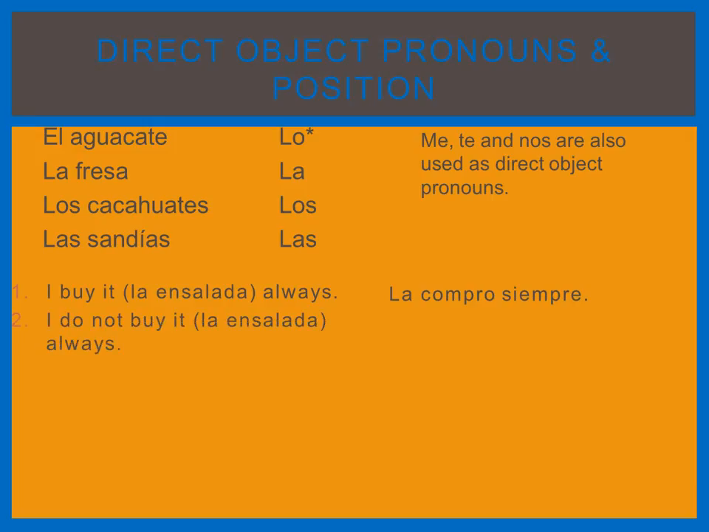In a negative sentence, I do not buy it, it still stays before the conjugated verb, but it goes between the no and the compro. So the la, or the direct object pronoun rather, takes precedence over the no.